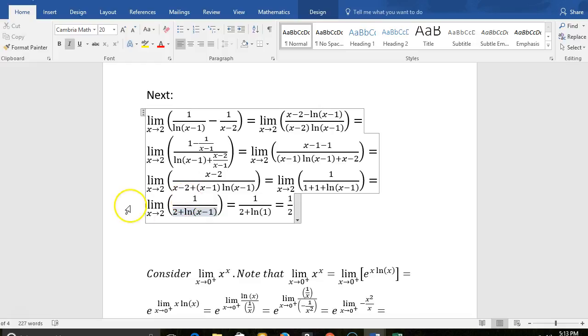All right. And now, at last, I can plug in 2. I can't do L'Hopital anymore. So I plug in 2 by continuity. And so I've got 1 over 2 plus... If I plug in 2 here, 2 minus 1 is 1. So I get 1 over 2 plus ln 1. But ln 1 is just 0. But 2 plus 0 is 2. The denominator is okay. That's just a 2 down there. So that's just 1 over 2. 2 plus 0 is 2. So 1 over 2, but that's a half. So finally, my final answer is a half.